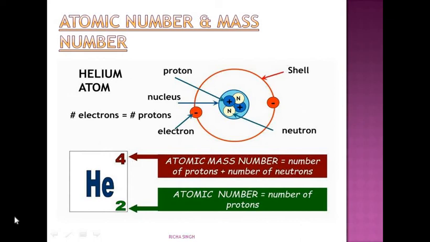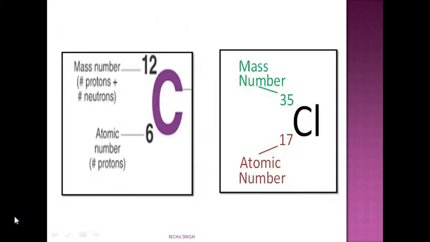One more thing I would like to add here. You know that an atom has the same number of electrons and protons, therefore atomic number is also equal to the number of electrons. Okay, Z is equal to E is equal to P, means atomic number is equal to electron number and also number of protons. Whereas A, that is mass number, is equal to P plus N, that is number of protons plus number of neutrons. This slide will make you more clear about both the things.